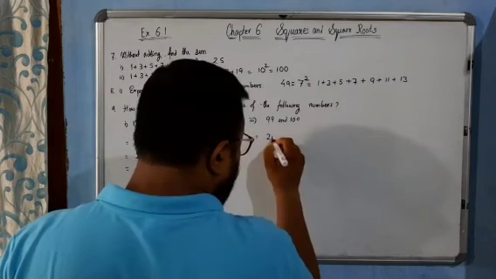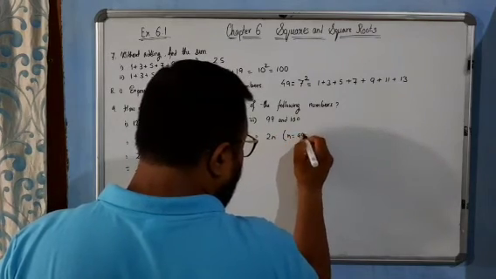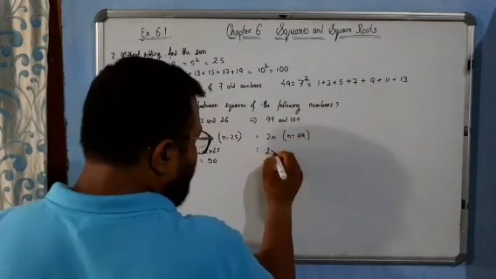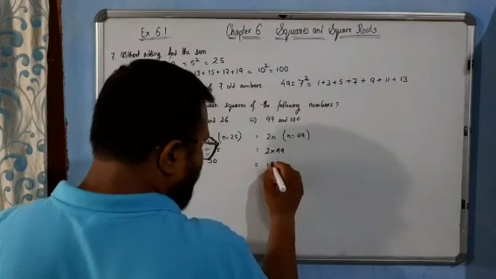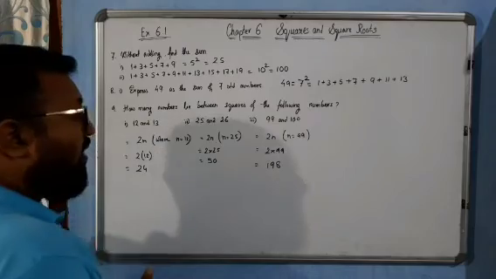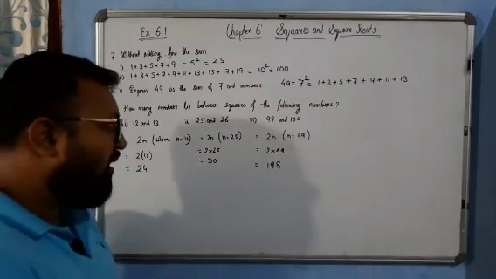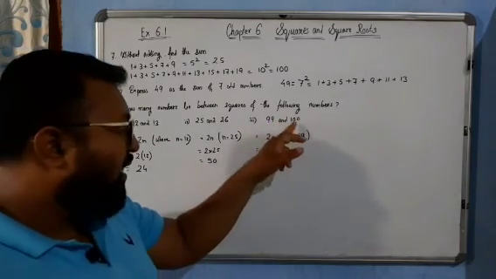Same case here also, twice n, where n equals 99. So 2 into 99, 198. So 198 non-square numbers lie between the square of 99 and the square of 100.